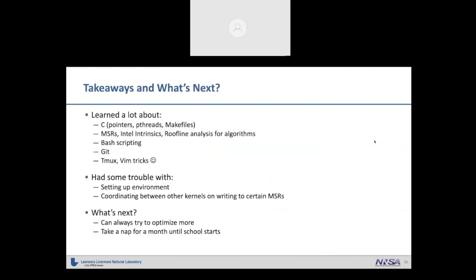So the takeaways and what we think is next. We learned a lot about pointers and threads and makefiles that we didn't know before. We learned about MSRs, Intel intrinsics, and roofline analysis for algorithms, which was something that we didn't know too much about when we came into this. We learned more about bash scripting, Git, tmux, and Vimtrix, which was something that we took a lot of advantage of.